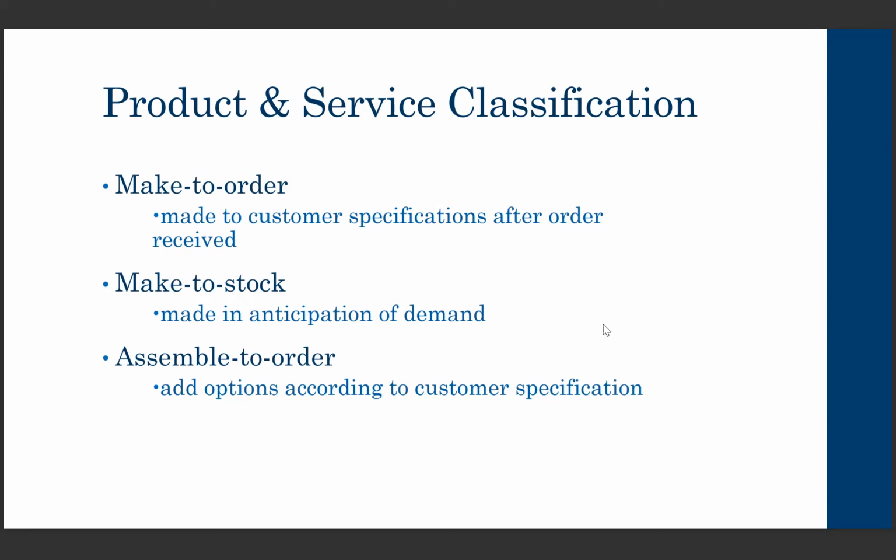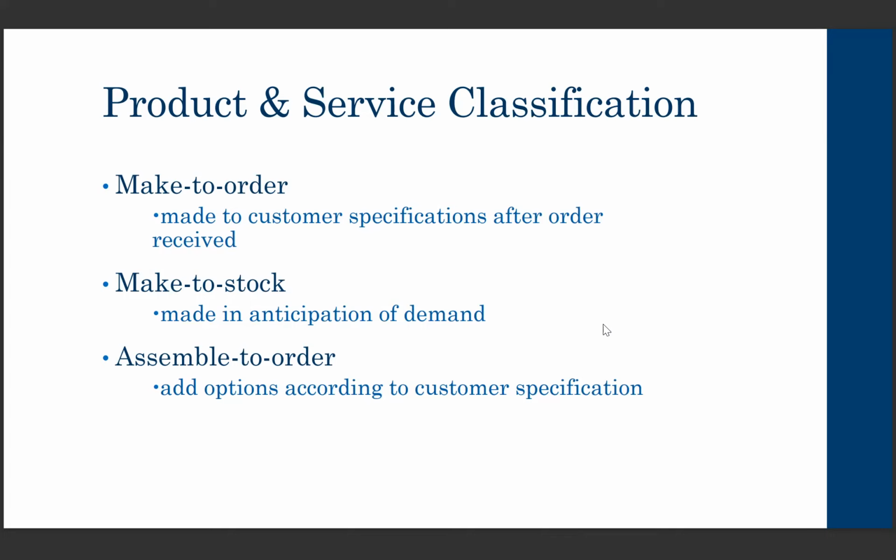And then assemble to order. Assemble to order means add options according to customer specification. For example, we can take Dell laptops. So they have made the Dell laptops, but the customer can choose what type of hard disk I'm going to use, which color, which type of monitor, some basic things. They have made the main component, but the customer can add some specification.